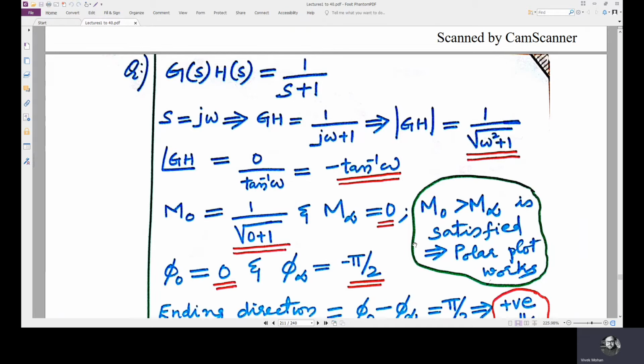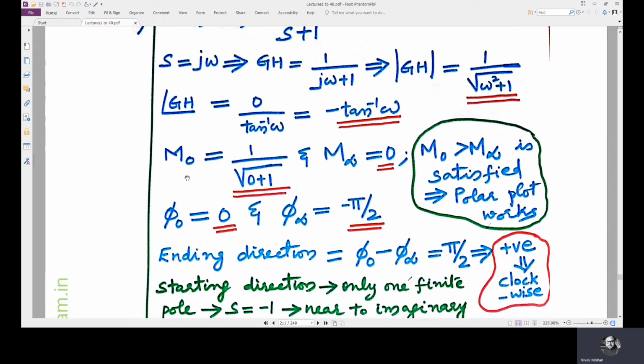Now let's see an example. G(s)H(s) equals 1 by s plus 1. The first step is to replace s by j omega. We substitute s equals j omega here, so it will become 1 by j omega plus 1. Now we find the expressions for magnitude and phase. So magnitude of GH becomes 1 by root of omega squared plus 1, and angle of GH becomes 0 minus tan inverse omega, which is minus tan inverse omega.